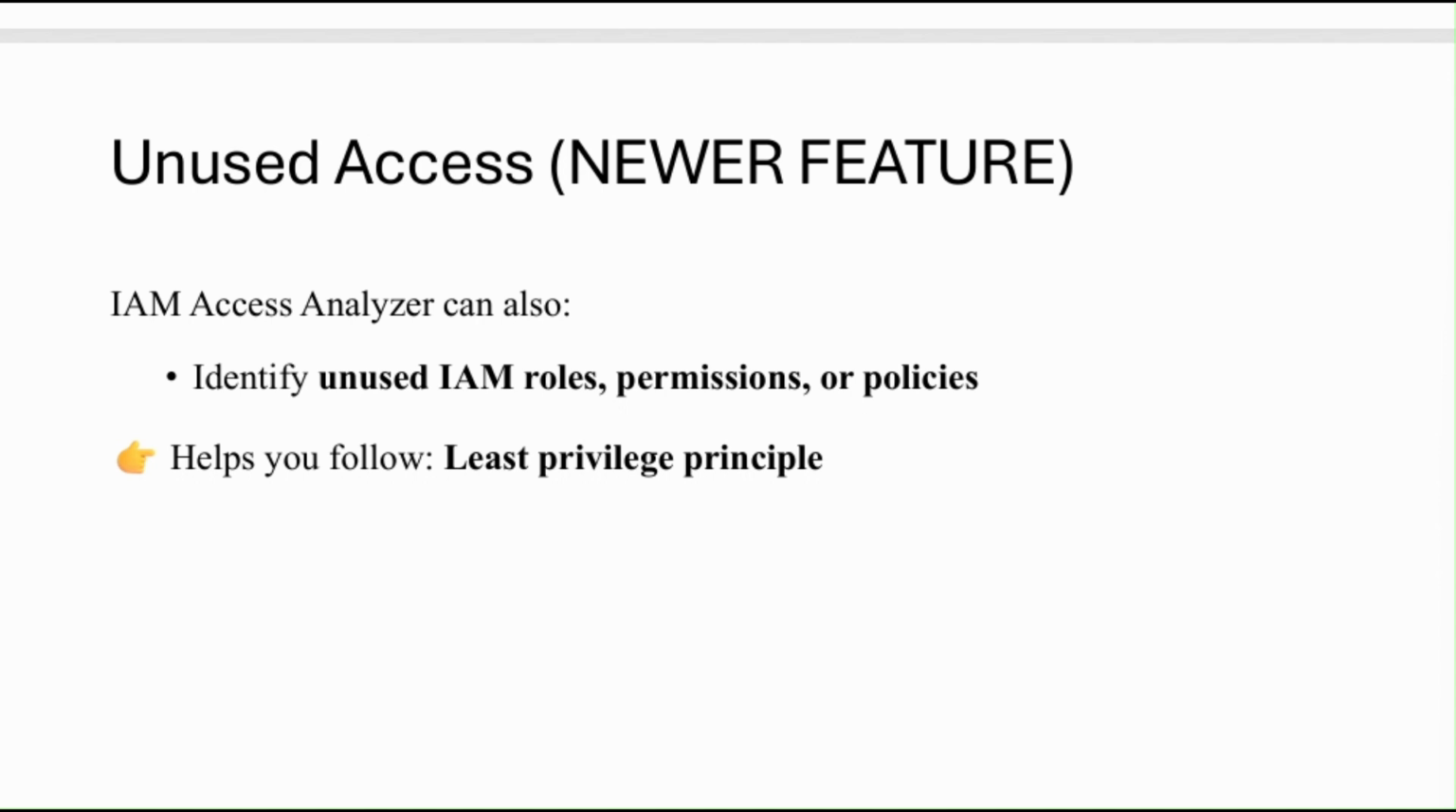Now, here is something new. IAM Access Analyzer also checks for unused access. So, what does this mean? Imagine you give someone permission to use a resource. For example, you give John permission to read your S3 bucket, but John leaves the company. He does not work there anymore and he has never used this permission. He never accessed the S3 bucket. This permission is now unnecessary. This is called unused access.